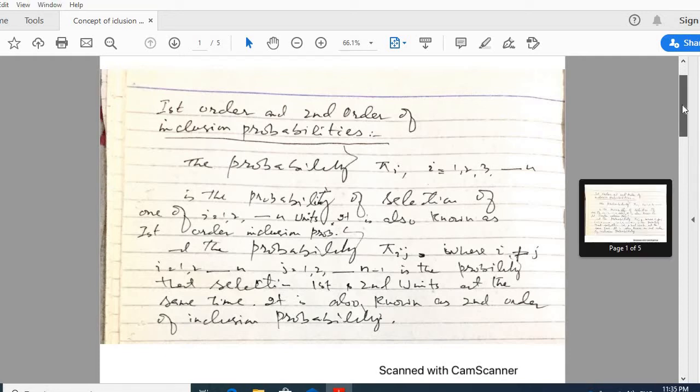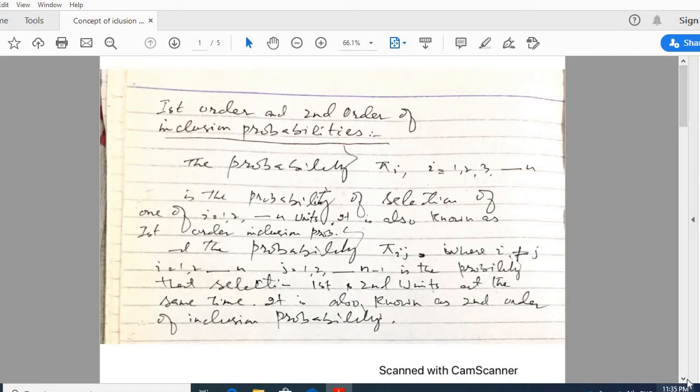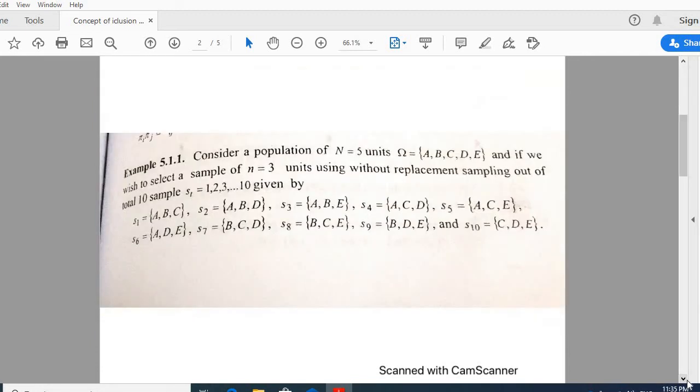Now down the slide, please. Here I have shared an example from the book Advanced Sampling Theory with Applications.